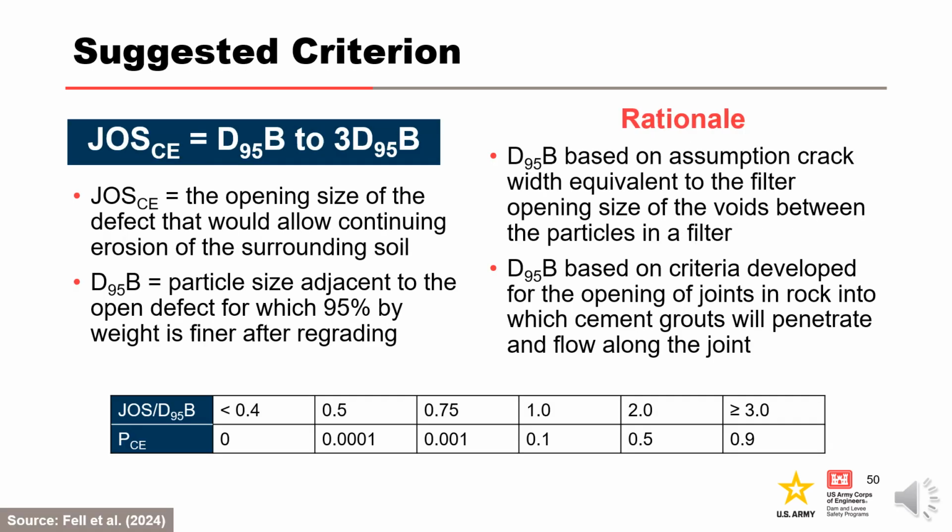The joint opening size, or JOS, which will allow continuing erosion is between the D95 of the base soil, based on the assumption that the crack width is equivalent to the filter opening size of the voids between the particles in a filter, and 3 times D95 of the base soil, based on criteria developed for the opening of joints in rock into which cement grouts will penetrate and flow along the joint. A range of D95 of the base soil should be considered.